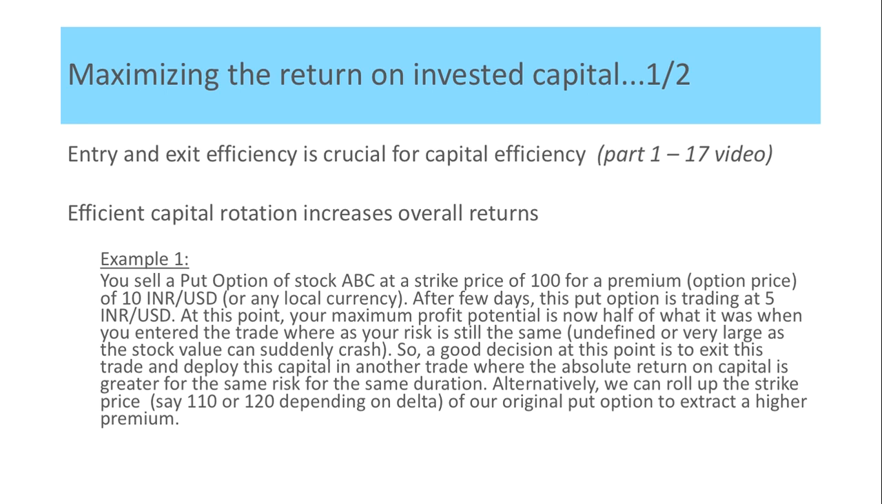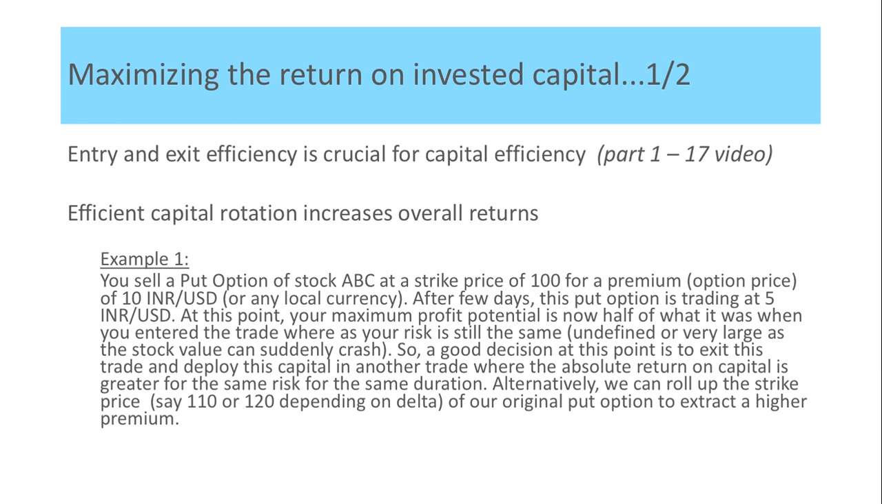So let's say at this point of time, the additional profit that I can make from this trade is only 5 bucks. Whereas there is another trade which requires the same amount of capital to be deployed, where the risk again is undefined and the probability of going wrong is equal to that in this trade, but I can get a premium of 10 bucks. So it makes sense for me to book my profit here, take my 5 bucks off the table, and redeploy this capital in another trade where I can earn 10 bucks all over again. This way I'm maximizing the opportunity cost of the capital that I have deployed for this trade.